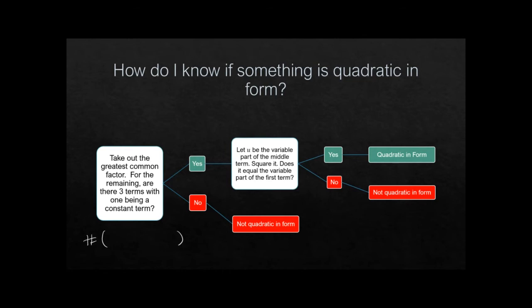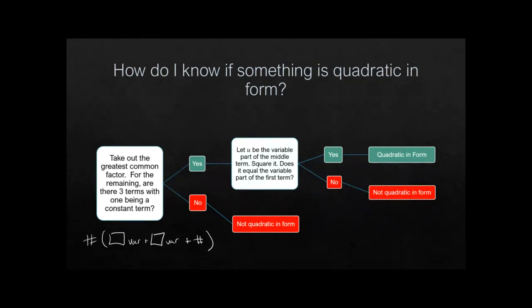But you're basically looking, is there something with a variable plus something else with a variable, and then the last term is a number. So you're going to look to see, do you have 3 terms, and is there a number as one of them, and then you have variables in the 2 terms. If not, then it doesn't even have a chance of being quadratic in form, so there are other methods to solve. But if it is fitting that, then we go on to the next part.